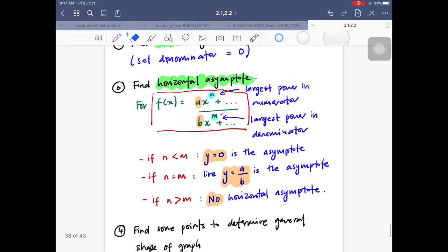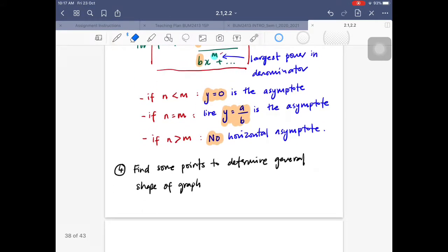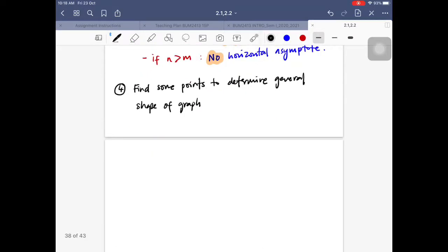And of course, after you have found the intercepts, vertical and horizontal asymptote, the last step is you're going to find some points in order to determine the general shape of the graph. I will show you this later. So now let's proceed to our example, which is going to be, I think it's already f now.